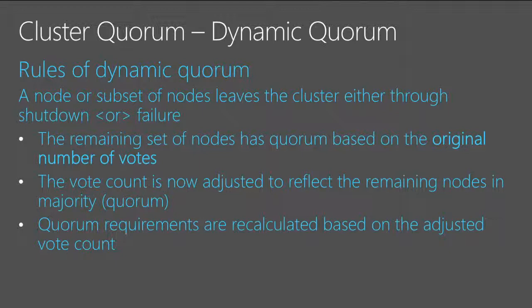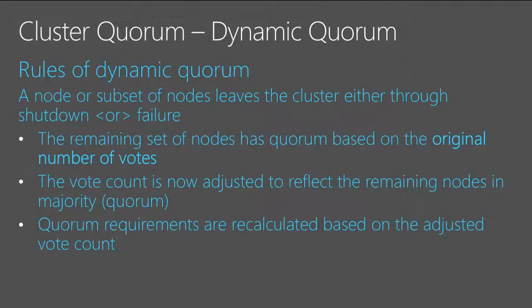So, a node or a subset of nodes leaves the cluster, either due to shutdown or failure. The first thing that has to happen is there must be enough nodes remaining to have quorum of the original count. So if there was an 8-node cluster and you lost 4 nodes simultaneously, you had to have 5 votes remaining. In other words, the cluster had to be able to reform with the 5 remaining votes in order for dynamic quorum to kick in.